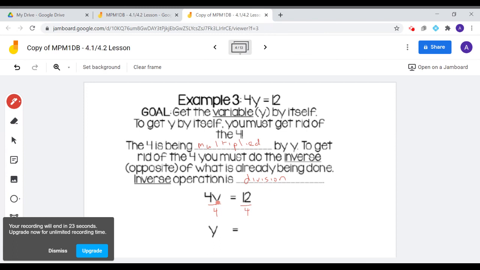If I do it to the left side, I also have to do it to the right side. If I take 4 and divide by 4, I just get 1y. If I take 12 and divide by 4, I get 3. Now we know we don't need this 1 in front of the y. That's the same as just saying y. So y equals 3.